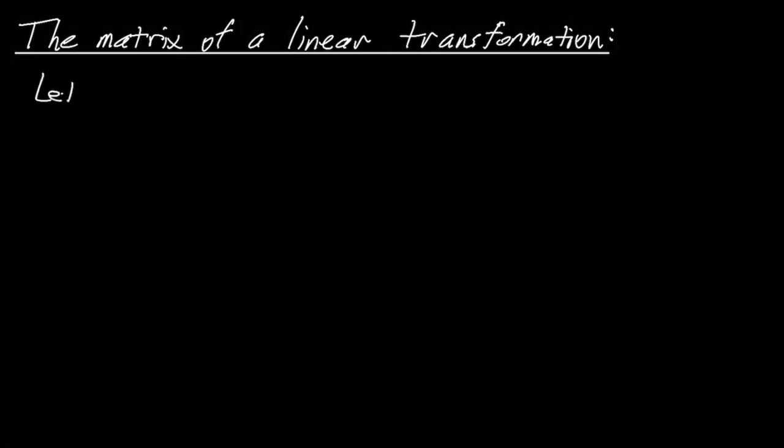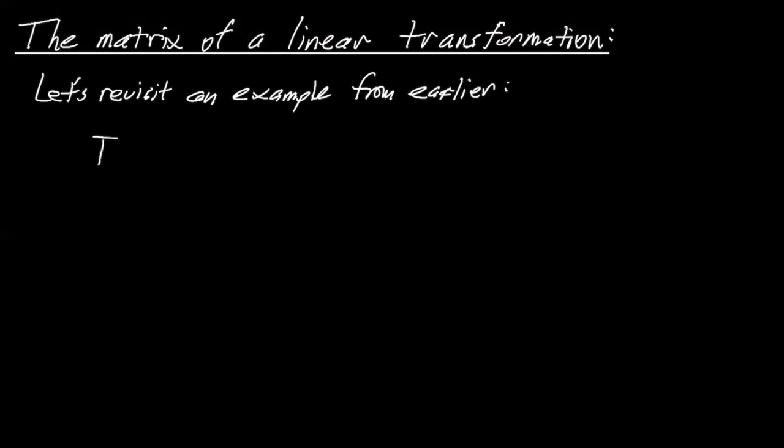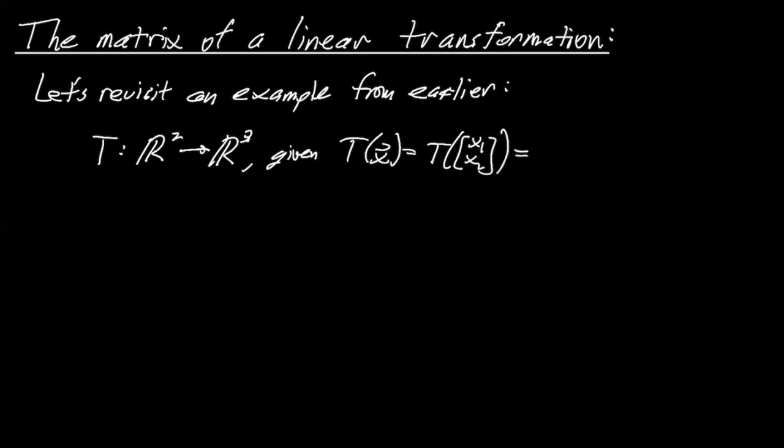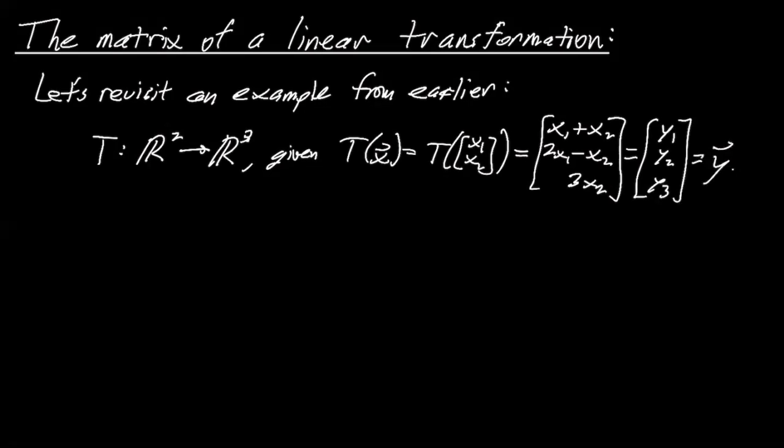So first, let's revisit an example from an earlier video. So it was this transformation T from two-dimensional space to three-dimensional space given by the following. So T of X, well, it's from 2D space, so that's really T of X1, X2. And that was defined as X1 plus X2, 2X1 minus X2, and 3X2. And we could say that's Y1, Y2, Y3, which is the vector Y, right?